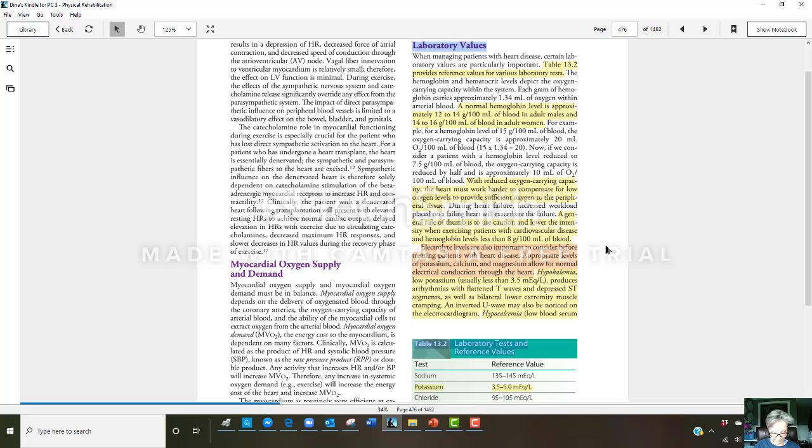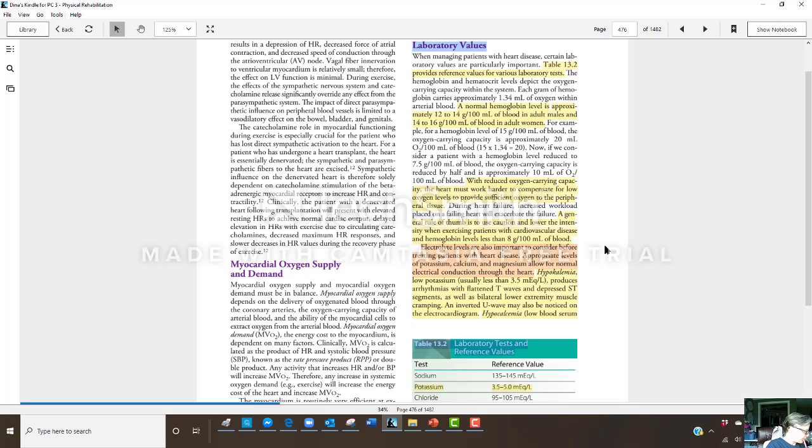Page 476. Laboratory values when managing patients with heart disease. Certain laboratory values are particularly important. Table 13.2 provides reference values for various laboratory tests. The hemoglobin and hematocrit levels depict the oxygen carrying capacity within the system. Each gram of hemoglobin carries approximately 1.34 milliliters of oxygen within arterial blood.